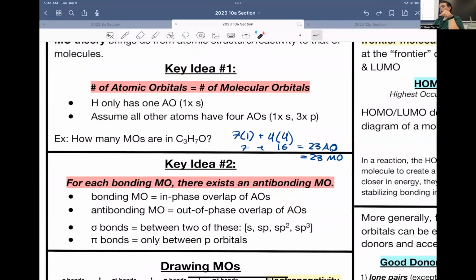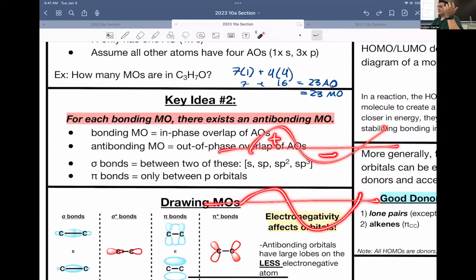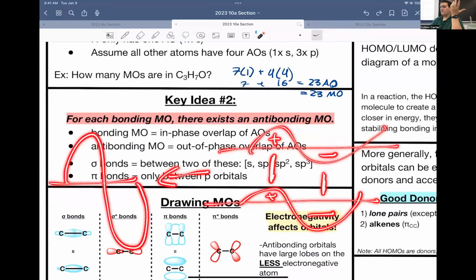Second key idea, for every bonding orbital, there's an antibonding. So has anyone done any physics, even in high school, and talked about waves? Has anyone heard about waves before? Do you remember hearing there's a positive phase and a negative phase of a wave? And then you also might have talked about combining waves. So if you combine two of the same phases together, then it's going to get bigger, a bigger positive, bigger minus. Does that kind of ring a bell?